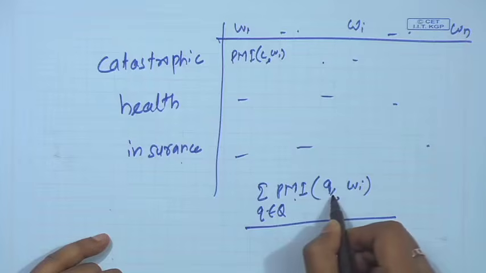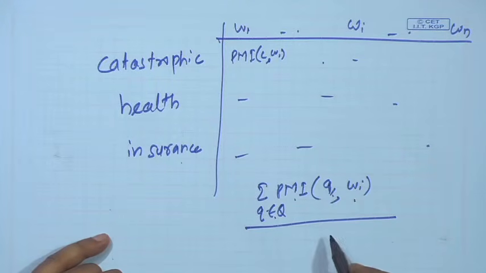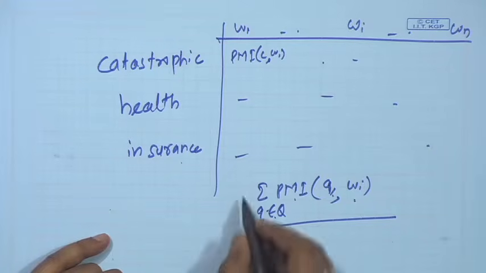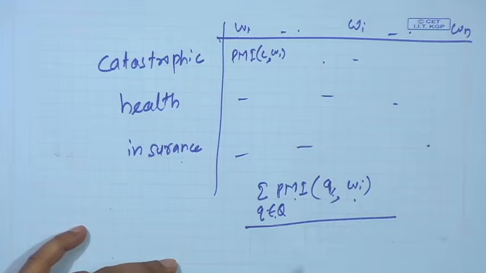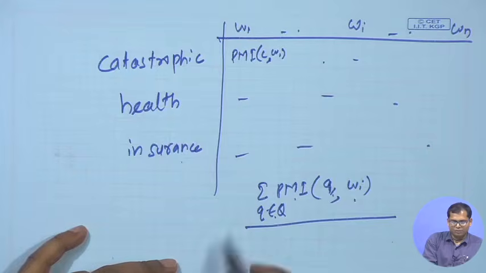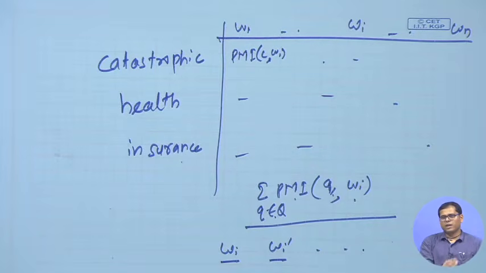What is the PMI of one of the query words with this word wi, and add over all the query words, and then I can sort it, and maybe I can normalize it with respect to the highest term. So what will happen at the end of that? I can sort these scores and find out what are the words wi prime etc. that are very much related to the query terms.